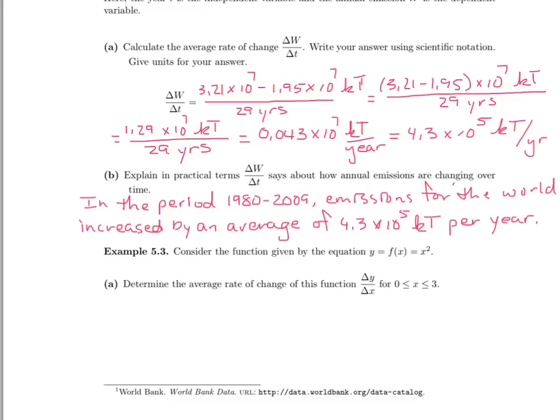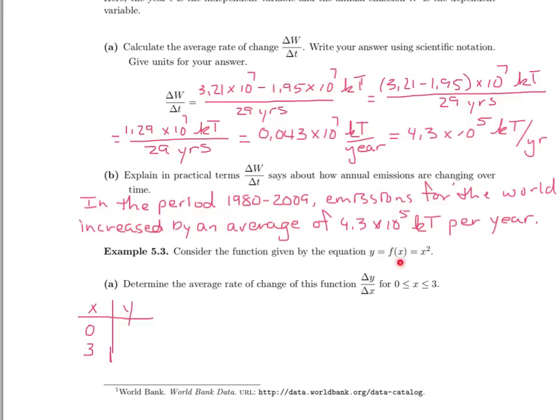A good way to start these calculations is by making a table of values first. We did this in previous examples. So I have x and I have y, input and output. Now we are interested in the range from 0 to 3 in x. So what we want to do now is calculate the corresponding output values for these two inputs.